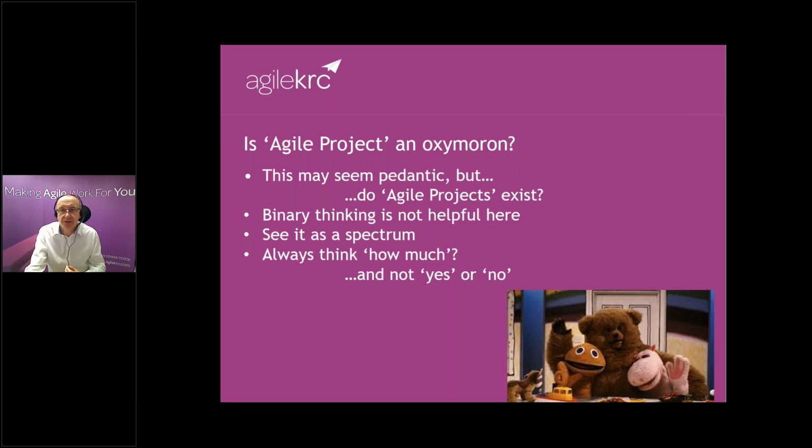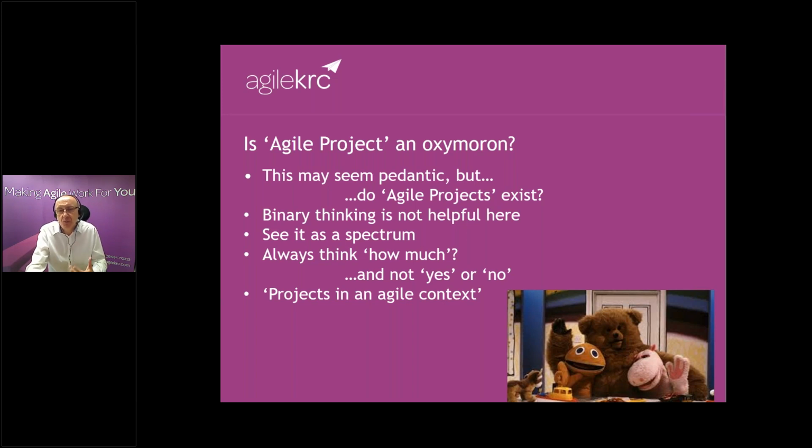So never think yes or no. Never have 10 projects that are Agile and 28 that are waterfall. This is just not good for your organization. Now, again, it sounds pedantic, but what actually is an agile project? If there's an agile project, does that mean there's things that aren't agile? And like I'm saying, a lot of it is a matter of degree.